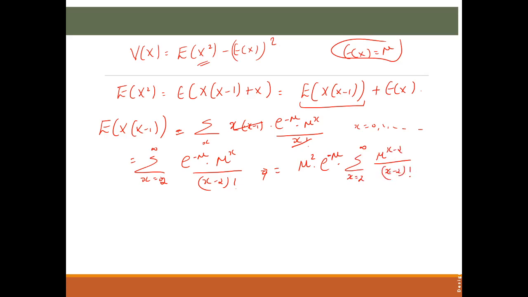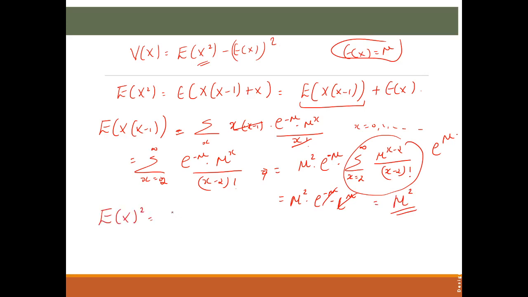So mu raised to x minus 2 divided by x minus 2 factorial, this is actually equal to e raised to mu. So we will get mu square into e raised to minus mu into e raised to mu. So this is equal to mu square. Therefore, E of x square is equal to mu square, that is this, plus this quantity mu.